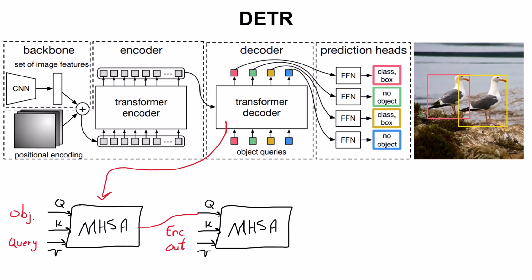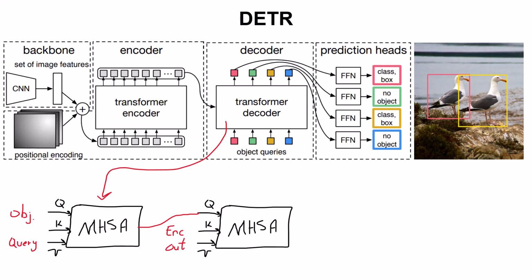So since the first and third one are representing something, they are using different feed-forward networks just to give us some X and Y and width and height just to represent those bounding boxes. And yeah, that's the whole idea behind this DETR.